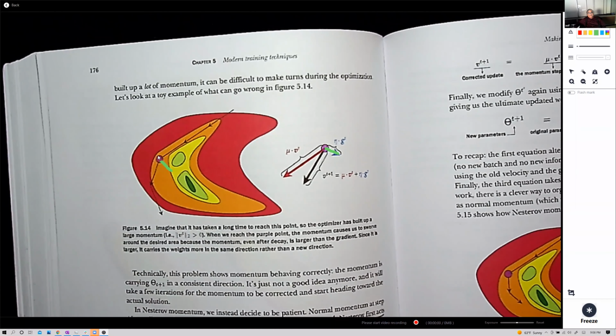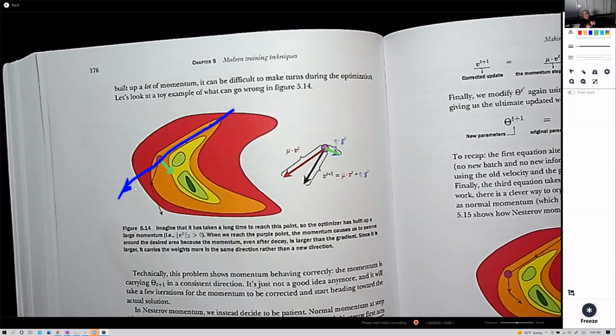Which direction has momentum? Momentum is in, let me take yellow, or maybe I'll take blue. The momentum is in this direction, isn't it, guys? You see, you have been coming along this line. So momentum is still along this direction, right? Your gradient is pointing in this direction. Momentum is along the blue direction.